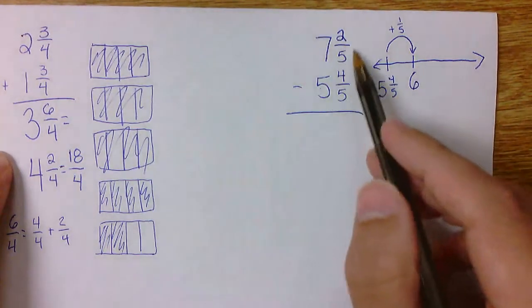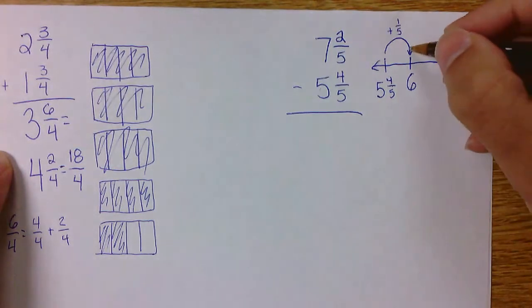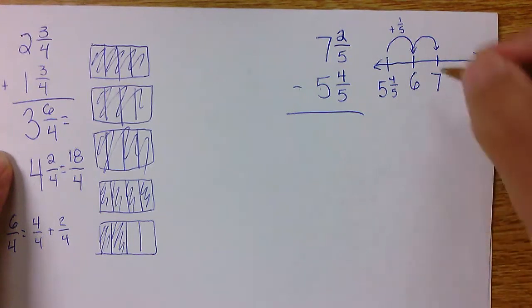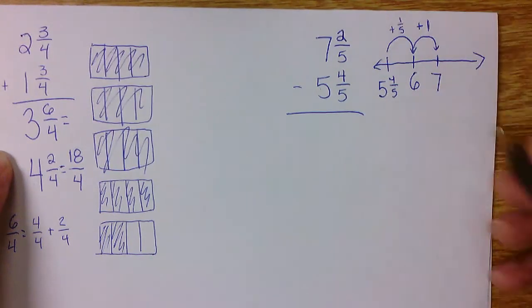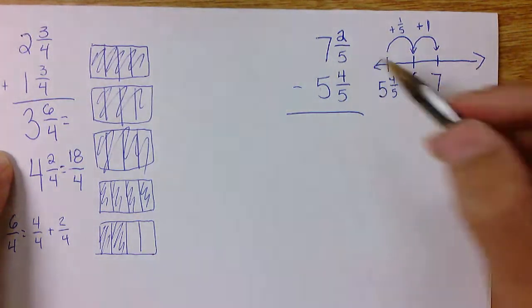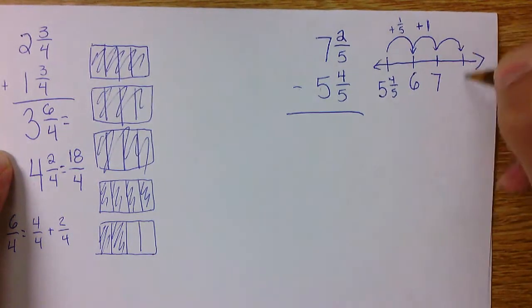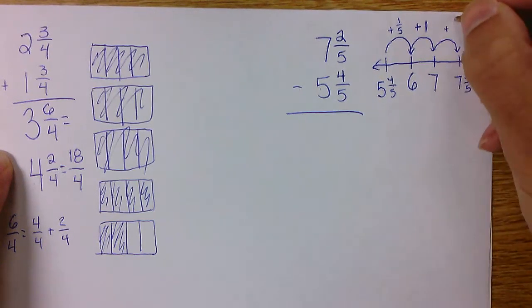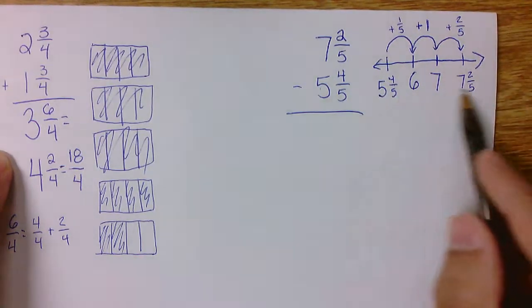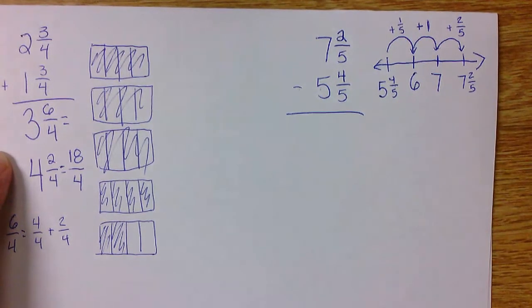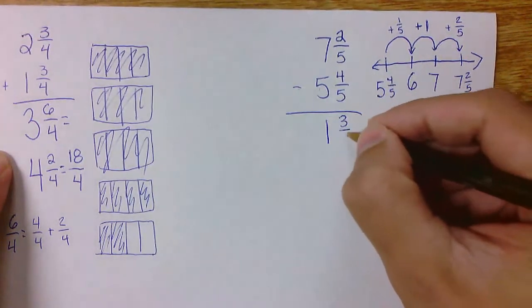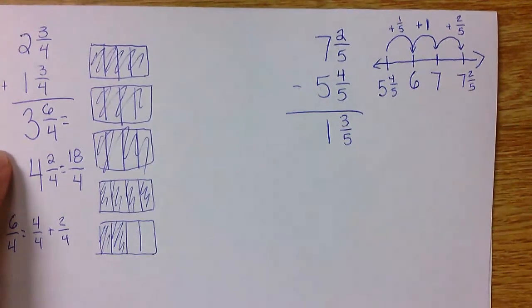So now that I'm at 6, I want to count up to 7 and 2/5. If I'm at 6, let me just jump right to 7. So I'm at 6 wholes, now I'm going up to 7. That's adding 1 whole. And then, I'm at 7, I need to get to 7 and 2/5. That's just one last jump. So what did I add to 7 to get to 7 and 2/5? That would be 2/5. So I've successfully counted up in jumps, and now I need to add up all of my jumps. I have 1 whole, 1/5, and 2/5. Well, that would be 1 and 3/5. So my difference would be 1 and 3/5.